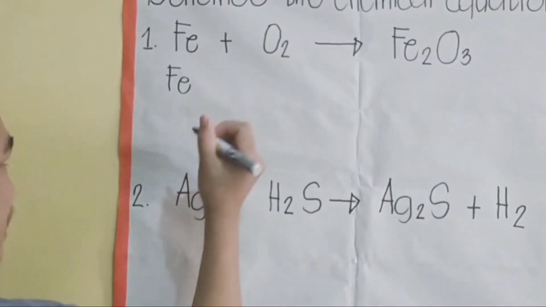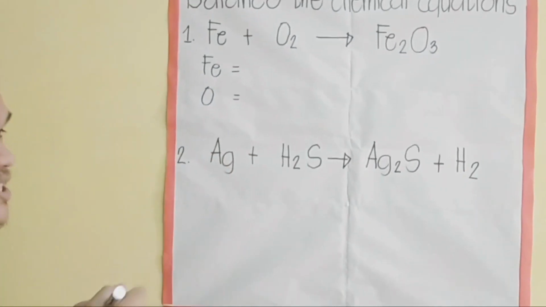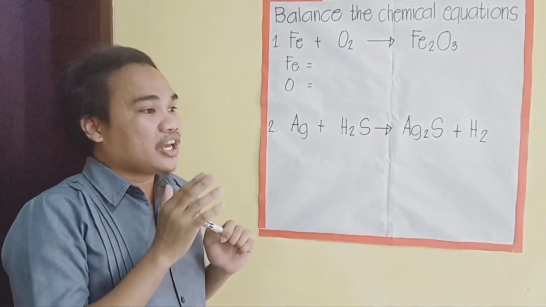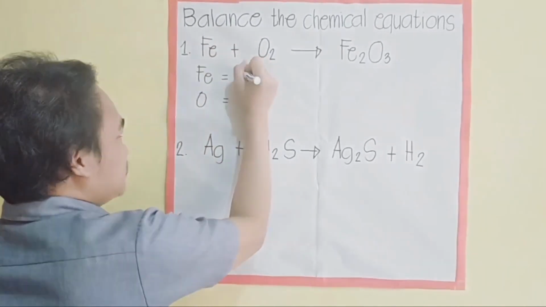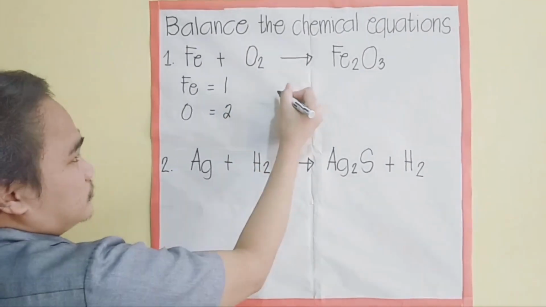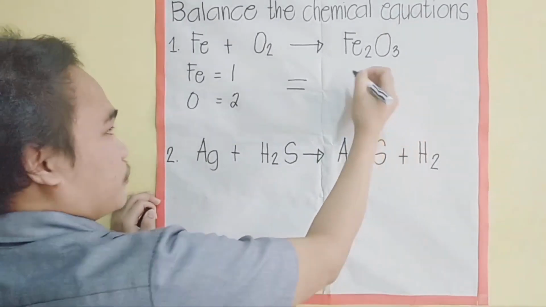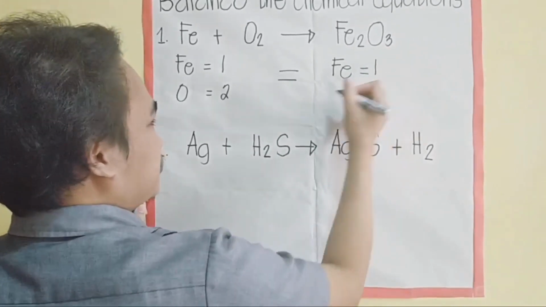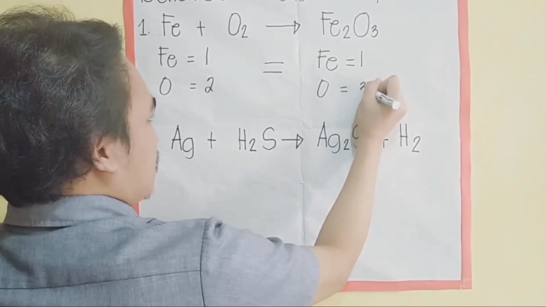So first step, we have to count all atoms on each side. Okay, we have iron and oxygen. Again, the first step, count all atoms on each side of the chemical equation. So, how many atoms do we have in iron? 1. And then we have 2 atoms of oxygen. And then at the product, we have 2 atoms of iron, and then we have 3 atoms of oxygen.